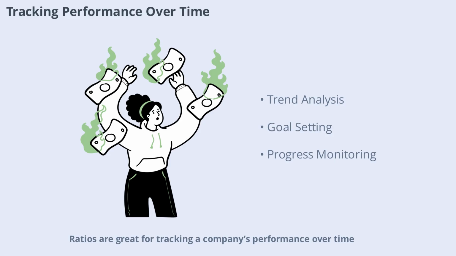Ratios are great for tracking a company's performance over time. By calculating ratios regularly, you can see trends and spot improvements or declines. This helps managers set goals and investors monitor progress. Always use consistent methods and data sources to ensure accurate comparisons. Tracking ratios is a simple way to keep an eye on financial health.